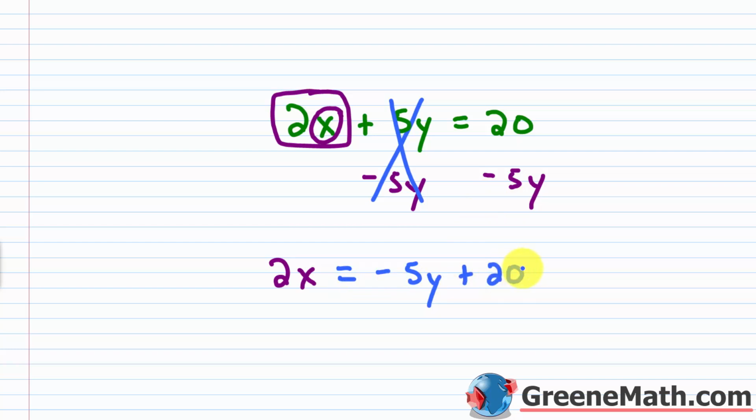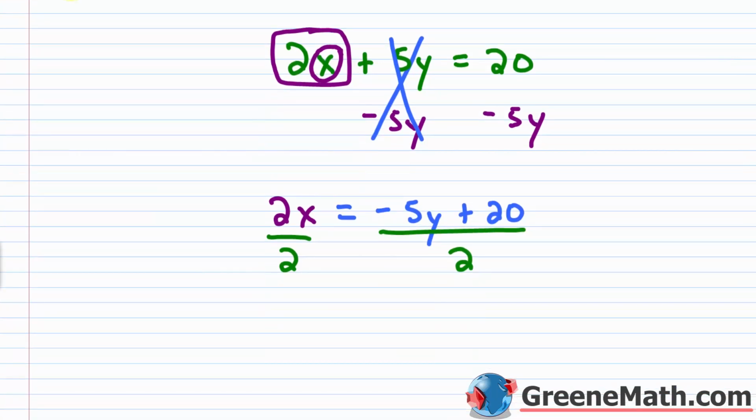Now, how can I get x by itself? Well, I just have the 2 that's multiplying x. So no change here. I just divide both sides of the equation by 2. But now over here, I'm dividing this whole expression here. I have my negative 5y plus 20. The whole thing's divided by 2. And let me scroll down and get a little room going. So over here, 2 over 2 is 1. So I just have x. And this is equal to, you have your negative 5y plus 20 over 2.